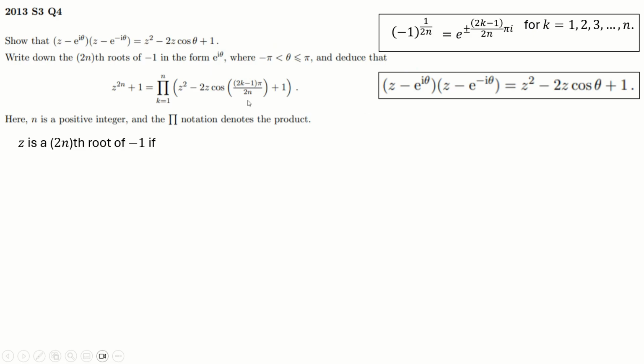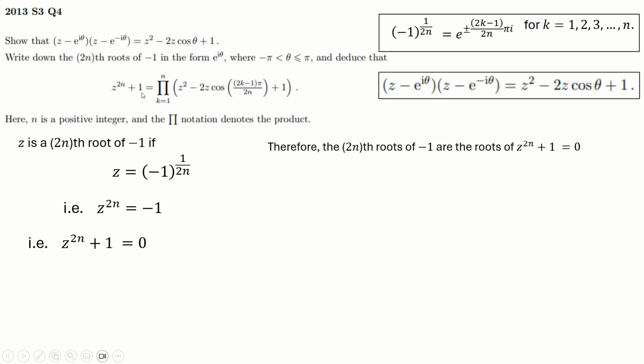So okay, let's do that. So this is similar to what we were saying before. z is a 2nth root of -1. If that's true, we kind of said that before. In other words, if we work backwards, we get back to here, which is just the left-hand side of this thing over here. So that's cool. So that, therefore, means that the 2nth roots of -1 are the roots of that equation there. They're just the roots of this.